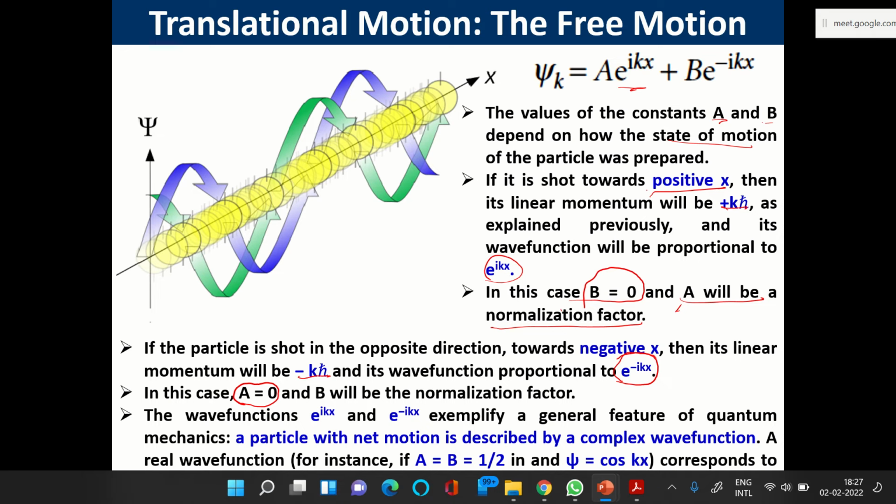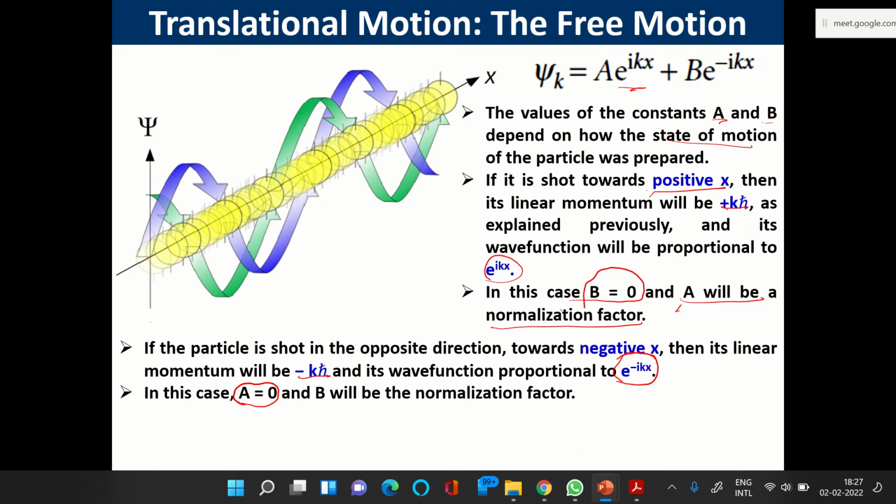So what you are seeing here as a general feature, to describe a real motion, moving in the positive x direction, like a car going in one direction or a ball moving, think like that. So if a particle is moving with a net motion from point A to point B along the positive x direction or along the negative x direction, each one of them is described by one type of function, e to the power ikx or e to the power minus ikx.